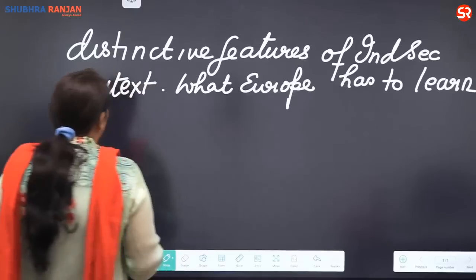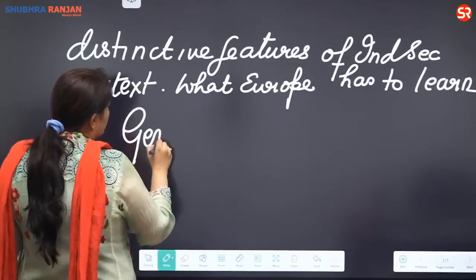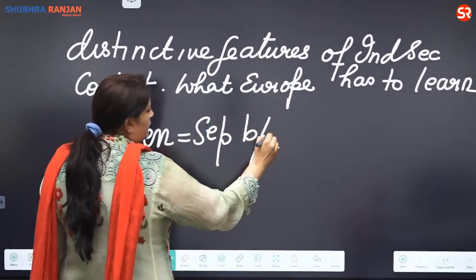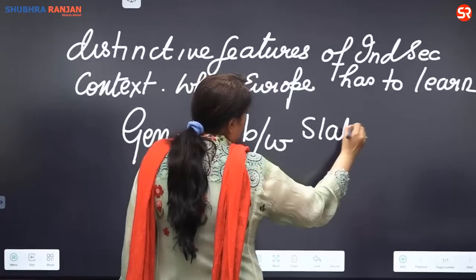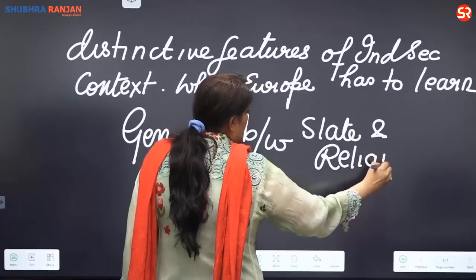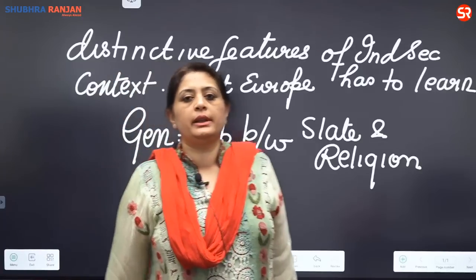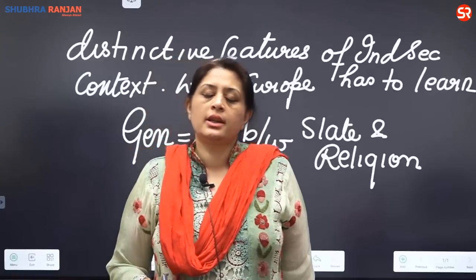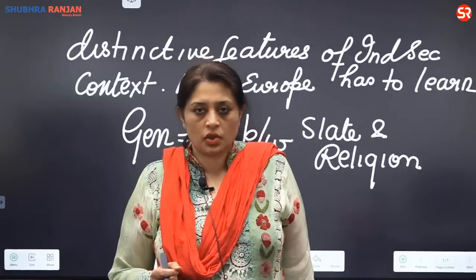So first of all, what is the general model? The general model of secularism is the separation between state and religion. This is the European model of secularism, because in Europe in the medieval age everything was under the church, and then the church and state were separated and the state was declared as sovereign.